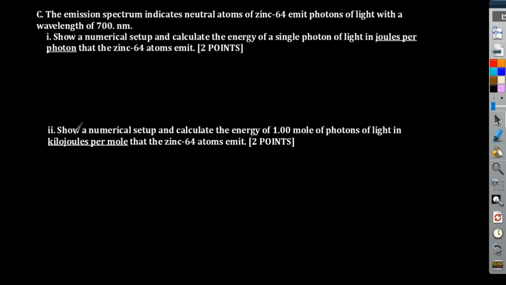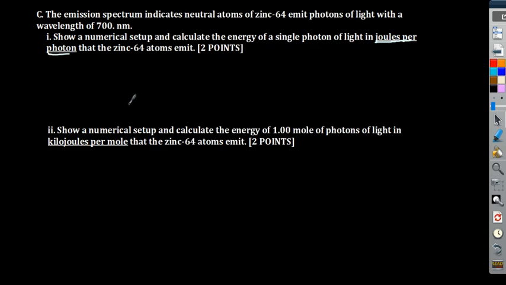Part C says the emission spectrum indicates neutral atoms of zinc-64 emit photons of light with a wavelength of 700. nanometers. Show a numerical setup and calculate the energy of a single photon of light in joules per photon. Now notice that it is underlined that the zinc-64 atoms emit.